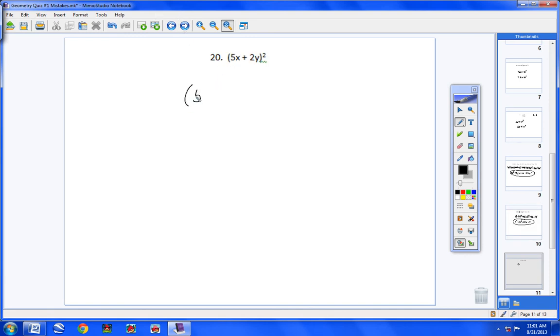Okay, moving on to 20. We have 5x plus 2y. Excuse me, that's to the second power. And so we're going to write the parentheses twice. Take this 5x and multiply it by both terms over here. 5x times 5x is 25x squared, and 5x times 2y is 10xy.